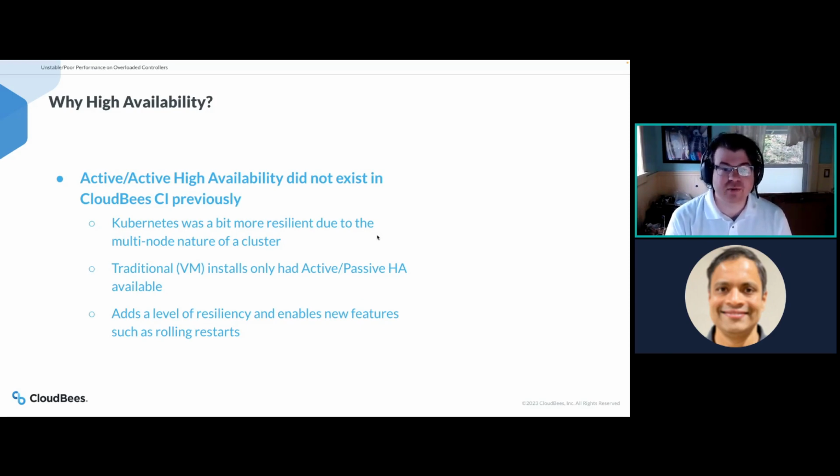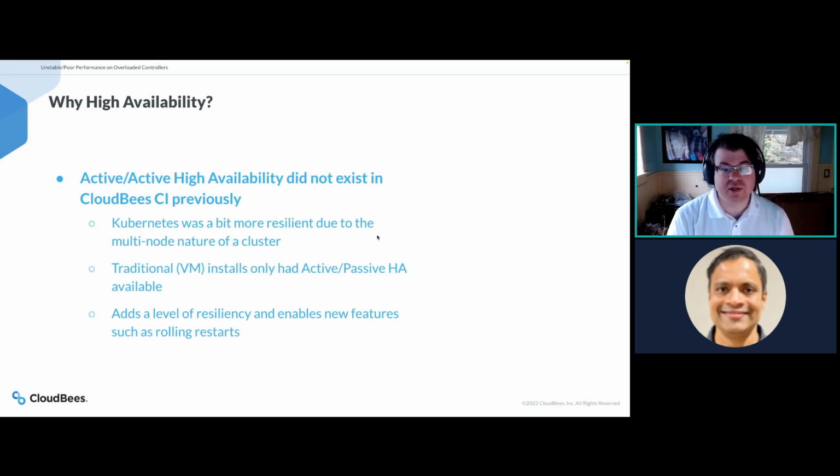So Kubernetes was our modern implementation, so we call that CI modern. And the multi-node nature of a Kubernetes cluster gave it a bit more resilience. So if, for example, a worker node in a Kubernetes cluster were to go down and take the controller with it, Kubernetes control plane would re-provision the controller on an available node to keep things up and running. But you'd have the downtime of the controller being re-provisioned and having to start up again.